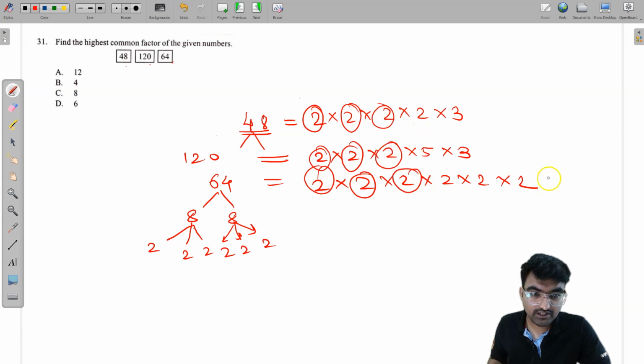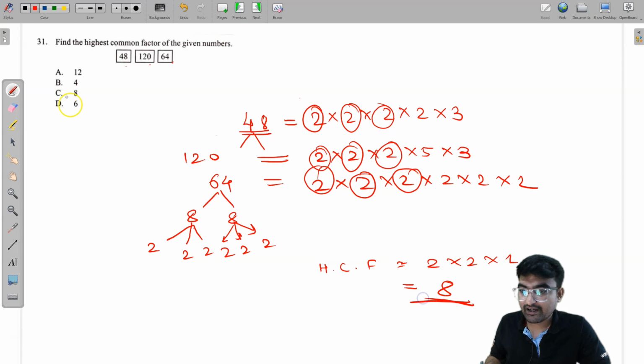Correct? So is there any other common factor between all of them, like 3? No. So the HCF will be 2 into 2 into 2. That is 8. And that is option number C. Correct?